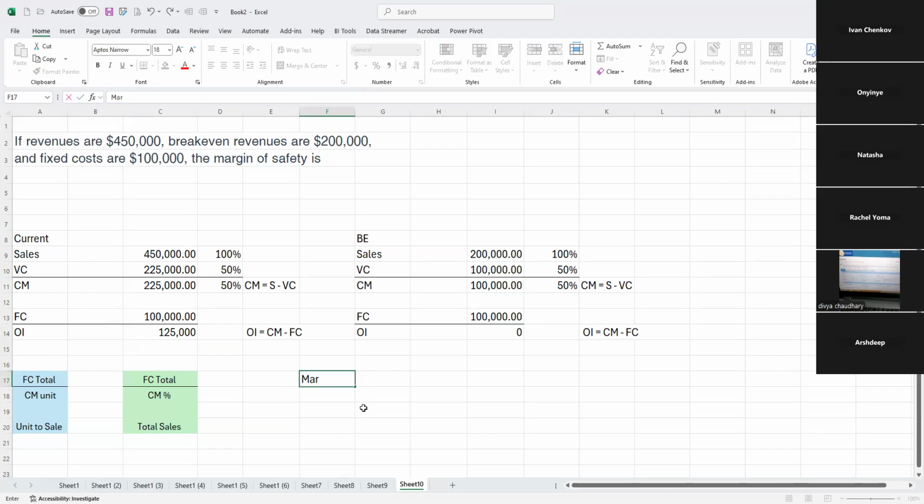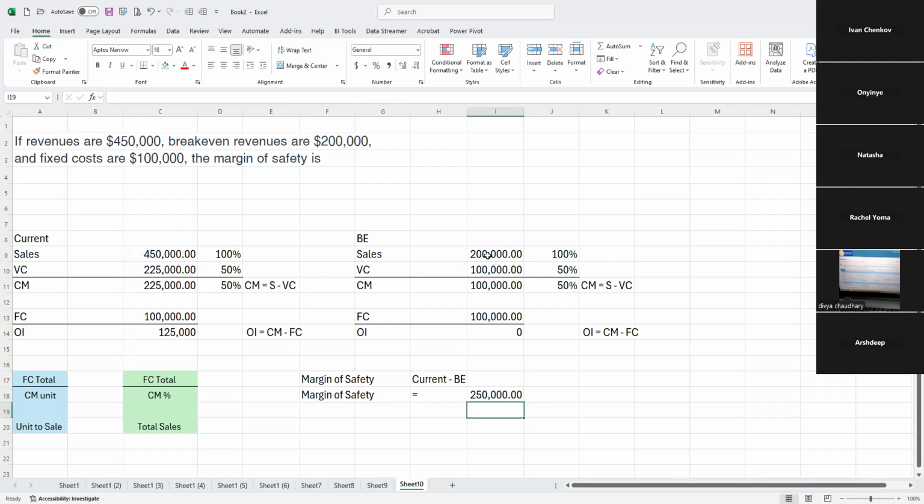That means our actual sales minus the break even equals the margin of safety. So that will be my actual or current sales minus break even. Since I have it only as a dollar amount, it's going to be this one minus that one. Can I express margin of safety as a percentage? Yes.